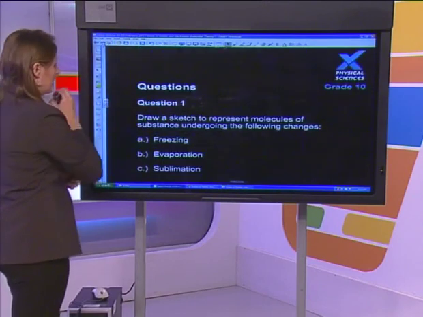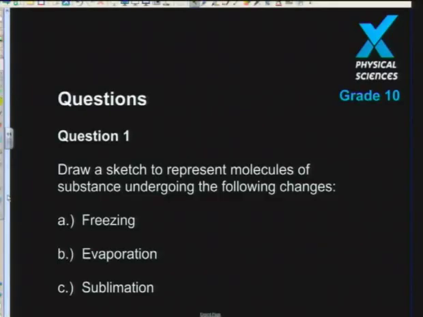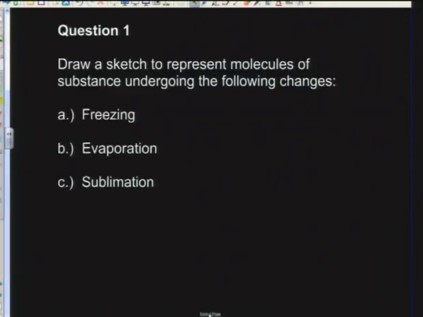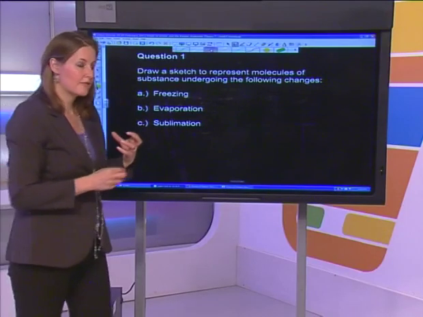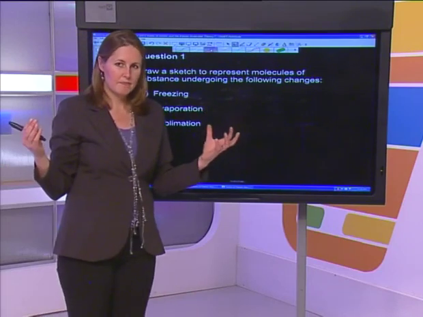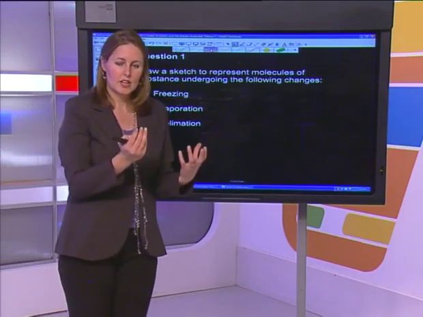So, question 1. Draw a sketch. I think I need to just extend this page here. Draw a sketch to represent molecules of a substance undergoing the following changes. So freezing. Before we do that, I want to just jot down what we're talking about when we're saying something is freezing. Well, it's going from a liquid to a solid.